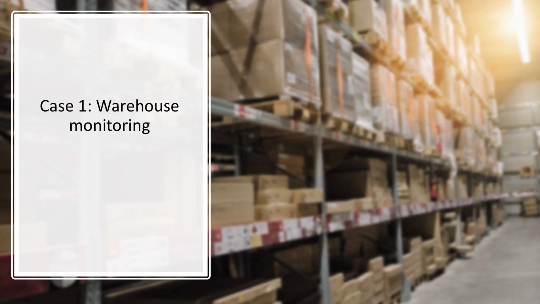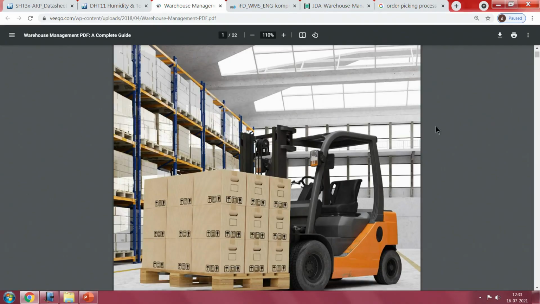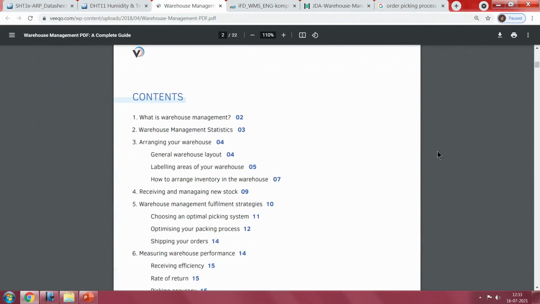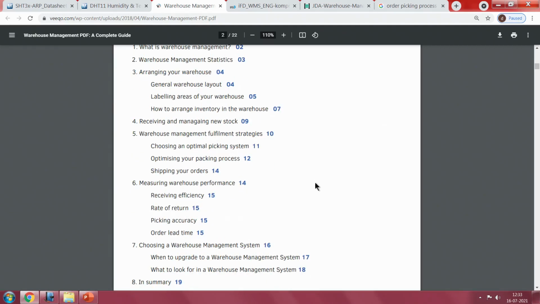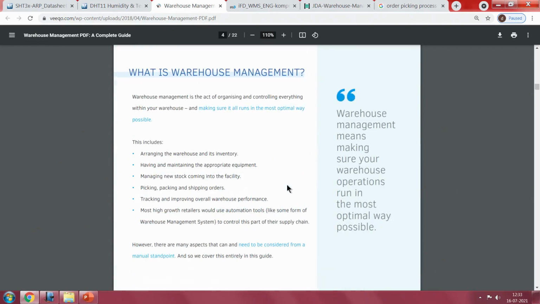Okay. So, the area where I would like to focus essentially is the warehouse. I want to take a case study of a warehouse. Warehouse management PDF, it is a complete guide. You can see that this is a nice document which will tell you about what warehouse management is, statistics, arranging your warehouse, receiving and managing new stock and all of that. Okay. So, it tells you something very nice about the whole management of the warehouse itself.